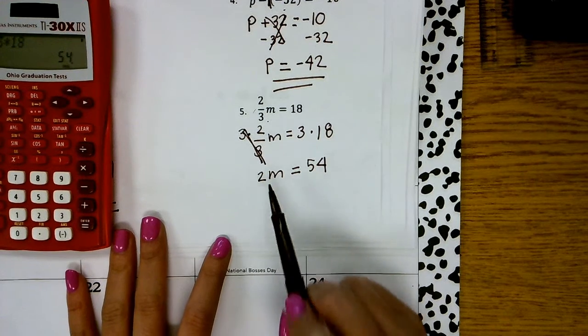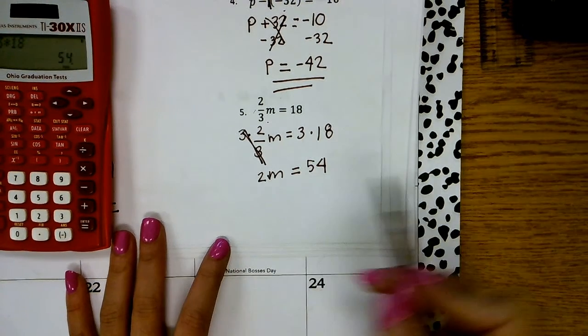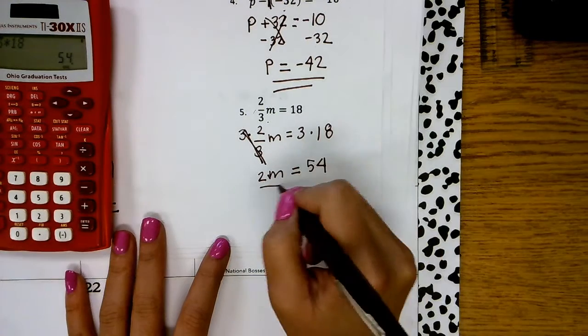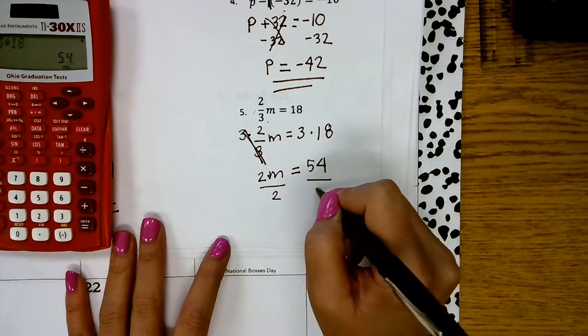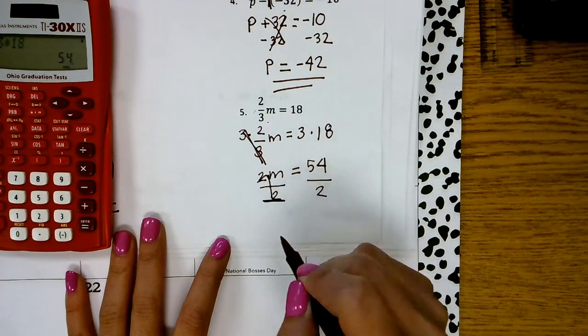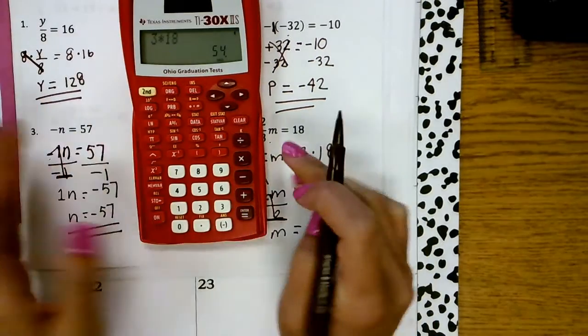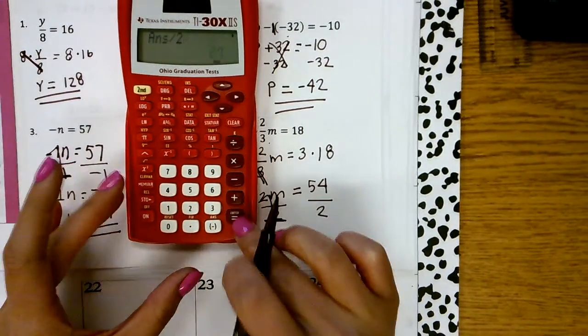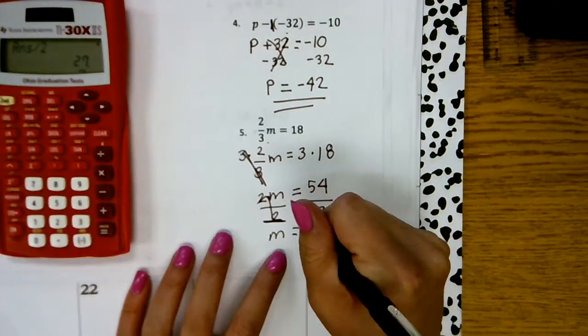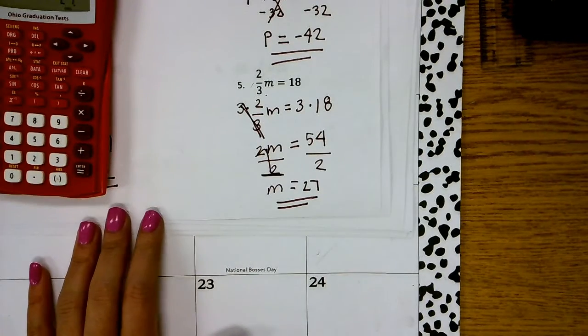But we want to know what just 1m is. So again, this is 2 times m. The inverse of multiplying is dividing. So we're going to divide both sides by 2. Here our 2s make a giant 1, so we get m equals, and then 54 divided by 2, again, you can just use your calculator there and get 27. Oops, I'm off the screen. So m is equal to 27.